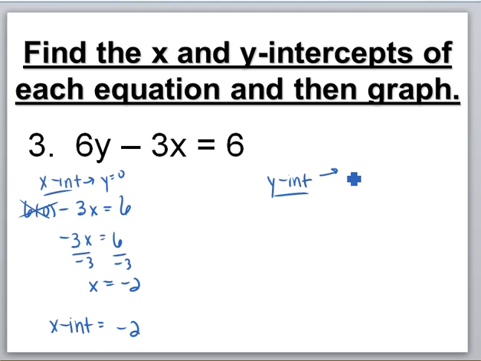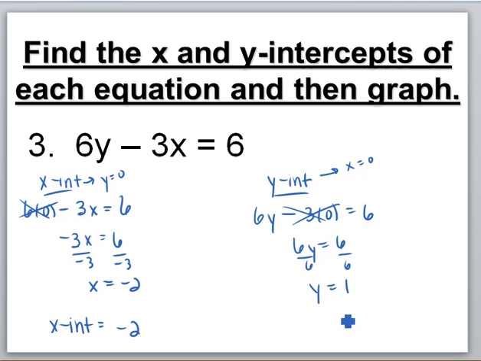My y-intercept is where I plug in 0 for x. So I have 6y minus 3 times 0 equals 6. Those create 0, so I have 6y equals 6. Divide by 6 on both sides, and I get y is 1. So my y-intercept, I lost my pen. My pen won't write right now, so let's see if I can get it one more time. My y-intercept is equal to 1.